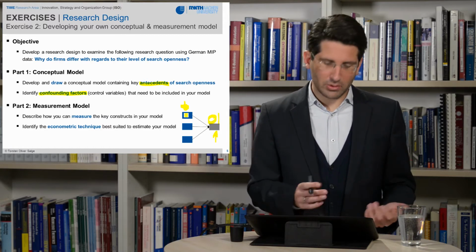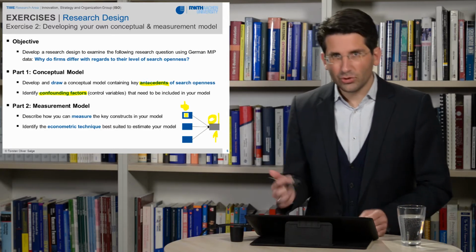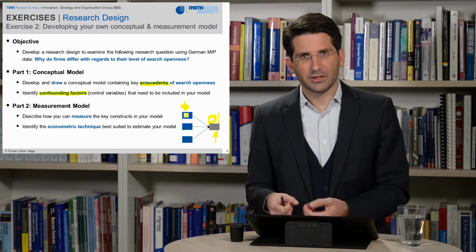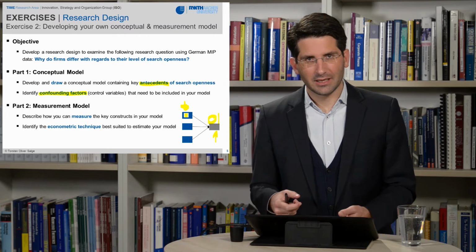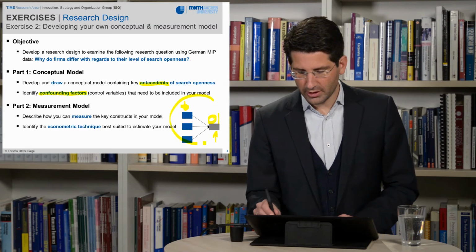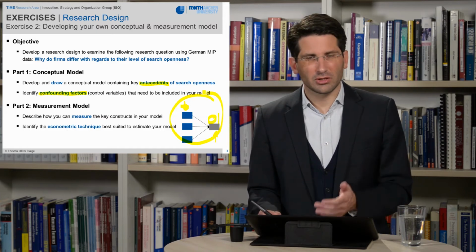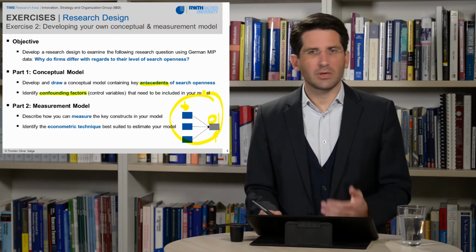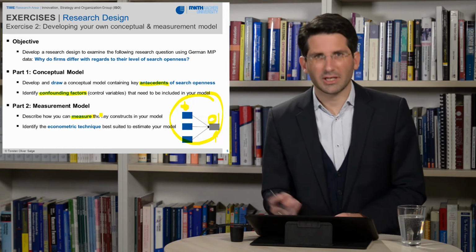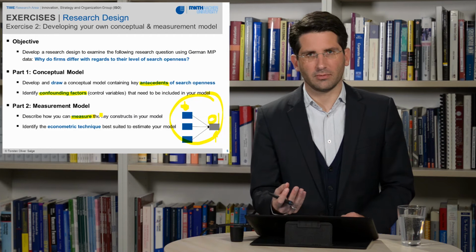And then you turn to the measurement model and you take out the questionnaire for the Mannheim Innovation Panel and you tell me exactly how you plan to measure your key constructs that you put into these boxes. So how do you measure openness? How do you measure your key antecedents? What specific questions do you use and how do you construct your measure?